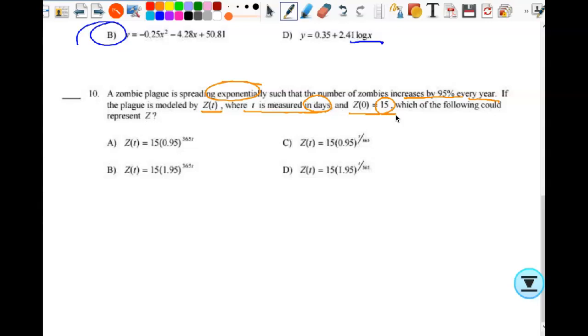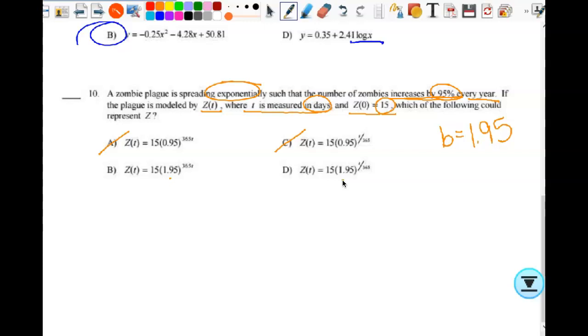And if it increases by 95%, that means that your b value is going to have to be 195%, or 1.95. That eliminates C, and that eliminates A. Those decimals there, that would be reducing by 5%, and that's not what we want. Okay, so we've got these two. They told us there's 365 days a year. I guess they didn't tell us that, but we're supposed to know that.